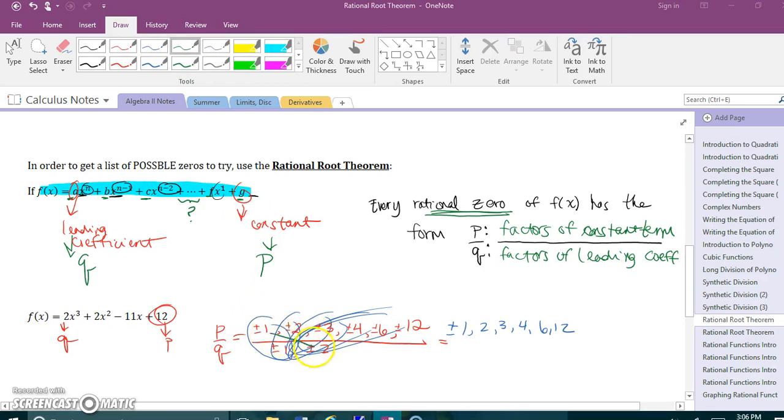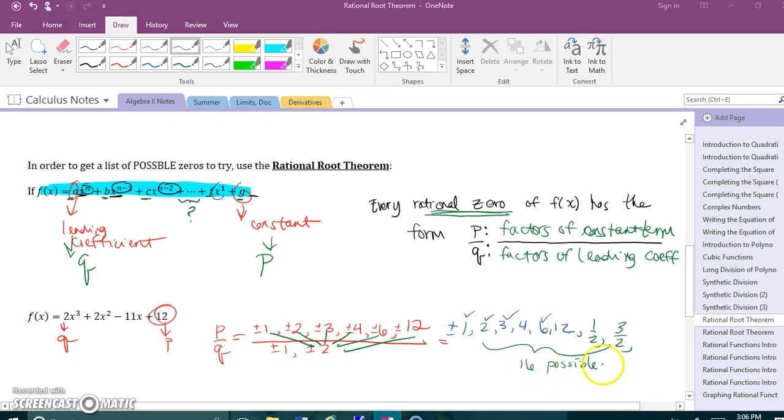Then you're going to take the numbers and put them all over 2. Now, don't repeat numbers, okay? If I do 1 over 2, that's going to give me a half. 2 over 2 is going to give me 1. Well, I already have 1. Don't repeat it. The list is going to be long enough. Then you have 3 over 2. That's a new one. 4 over 2, I already have, it's 2. 6 over 2 is 3. I already got it. 12 over 2 is 6. I already got it. So that means I have 2, 4, 6, 8, 10, 12, 14, 16 possible zeros.